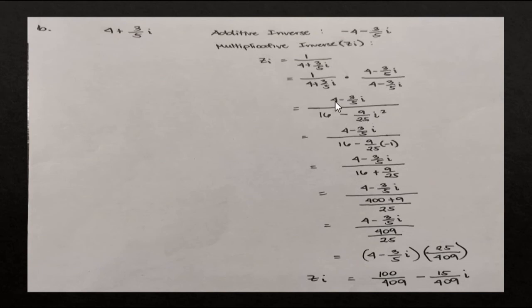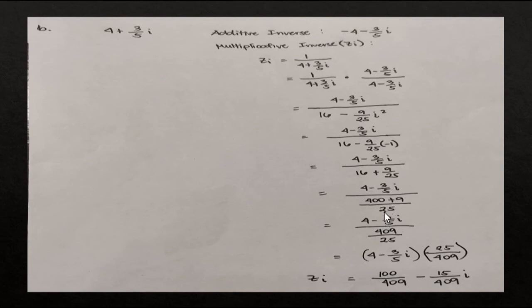Okay, so let us simplify further. Copy the numerator. I squared again is negative 1. So, 4 minus 3/5 I all over 16 plus, it has a plus first. Okay, negative times negative is positive. 9 over 25. Copy again the numerator all over. Let us have the LCD.